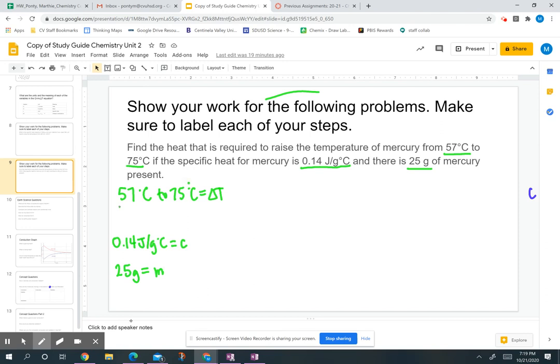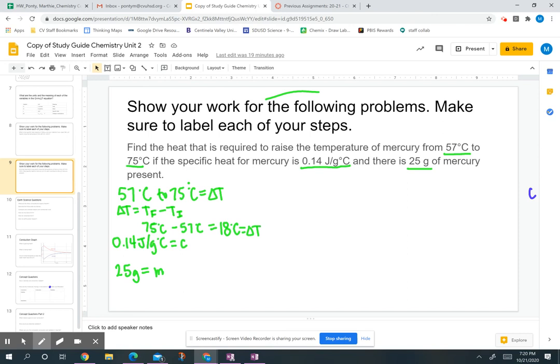And again, delta T is equal to T final minus T initial, right? So then I'm going to subtract 75 degrees Celsius minus 57 degrees Celsius. And when I just subtract that, I should get 18 degrees Celsius. And that is going to be my delta T in this case.